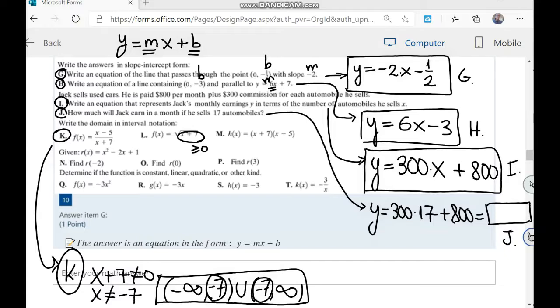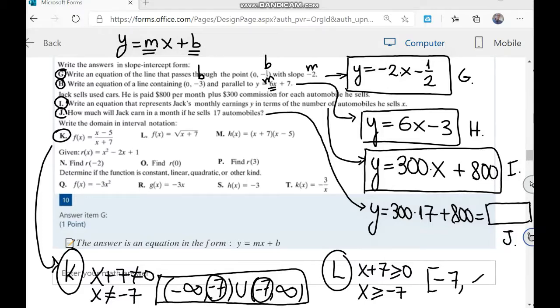What about letter L? For letter L, we want x plus 7 greater or equal than 0. That means x greater or equal than negative 7. The way you're going to write this on the domain is bracket negative 7, comma, infinity, parentheses. This is how I'm going to answer letter L.